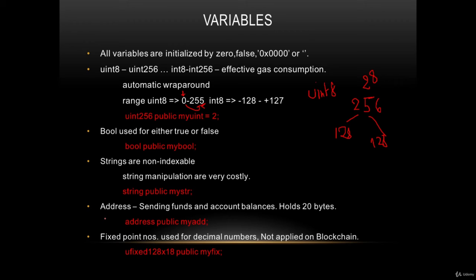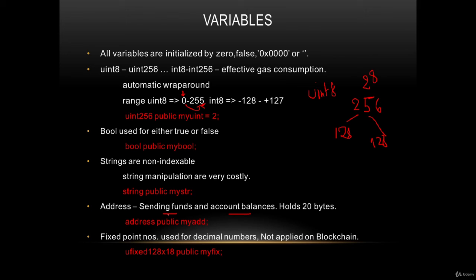Address. Address has basically two functionalities: one is sending funds and one is the account balances. This address holds 20 bytes, which are about 40 digits, as an address. So this is the syntax of how you can declare a variable of type address.